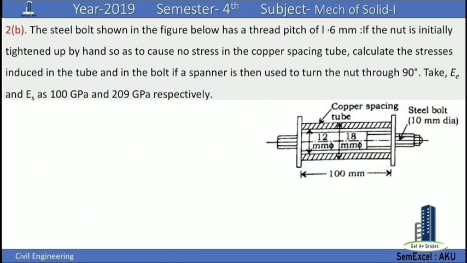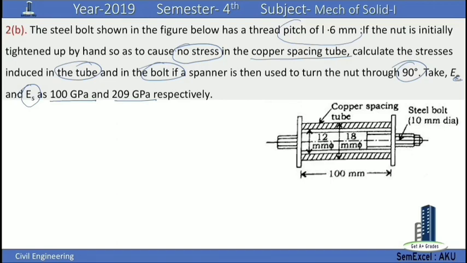In this nut and bolt problem, the pitch is given as 1.6 mm and copper tube is free from any stresses. There is no stress on copper spacing tube, and we are asked to calculate the stresses in the tube and in the bolt if the nut is turned by an angle 90 degree. Here Young's modulus is given for copper EC and for steel ES.